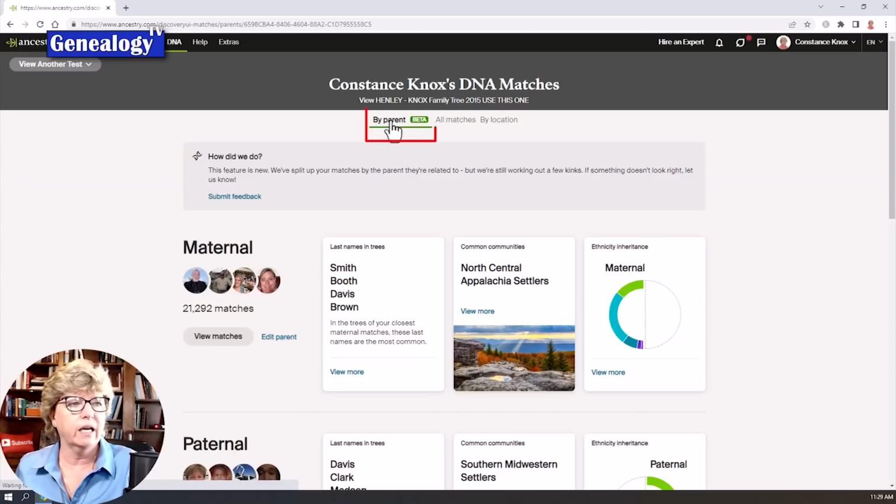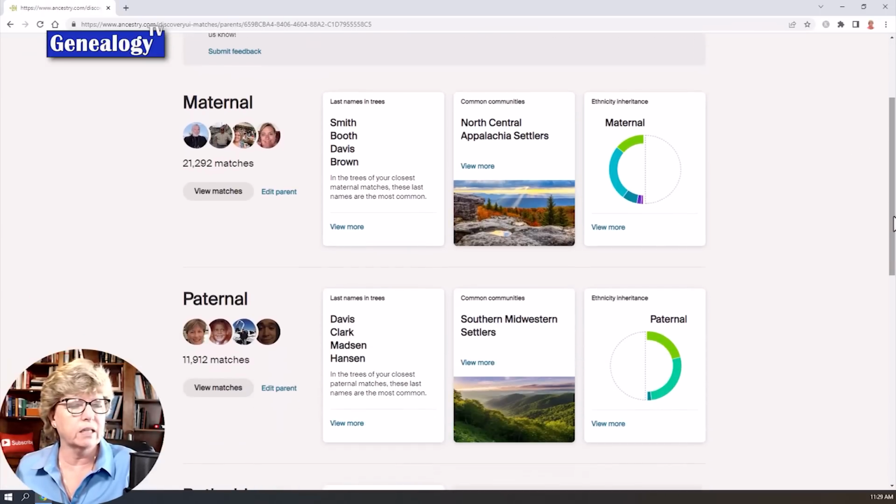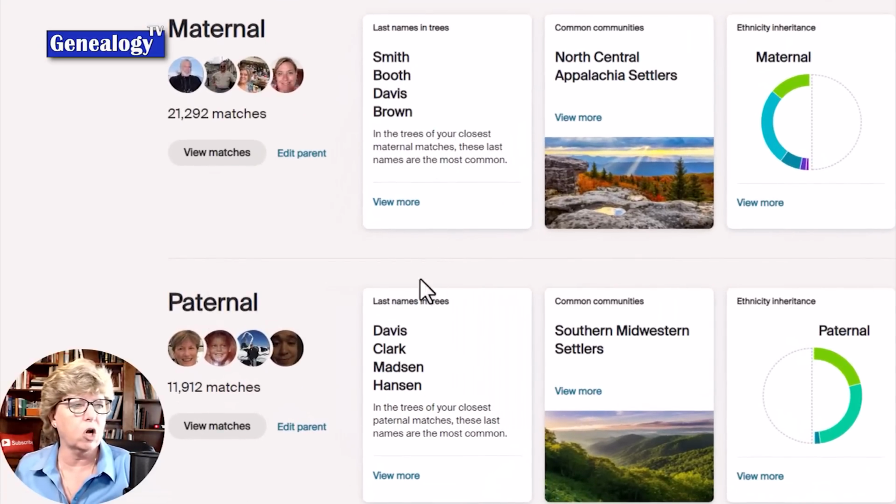The fact that they have this in beta right now, but the fact that they are being able to do this. One of the other cool features I like here too is the fact that it's showing some of the surnames that are common amongst this group. So that may be clues for you as well. And also some of the common communities that are related to those sides of the family.